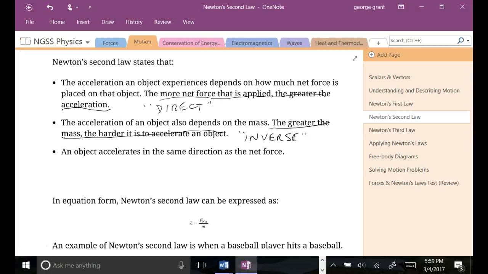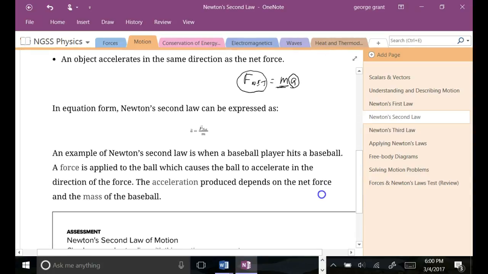An object accelerates in the same direction as the net force. Just look at the formula, F net equals ma. Mass is a scalar quantity, so the direction comes from the vector quantity acceleration and must be the same as the direction of the vector quantity force. So the acceleration is always in the direction of the net force. Always, always, always, right? They always point the same way.